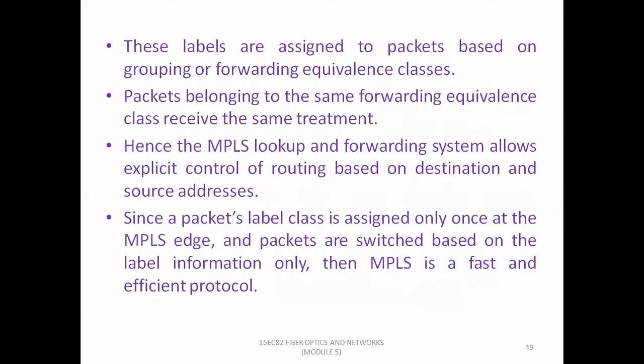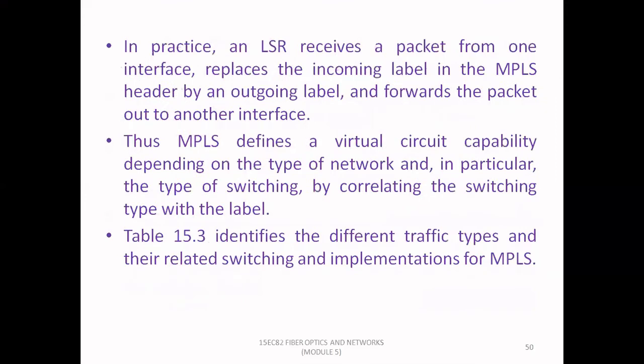These labels are assigned to packets based on grouping or forwarding equivalence classes. Packets belonging to the same forwarding equivalence class receive the same treatment. Hence, the MPLS lookup and forwarding system allows explicit control of routing based on destination and source addresses. Since a packet's label class is assigned only once at the MPLS edge and packets are switched based on the label information only, MPLS is a fast and efficient protocol. In practice, an LSR receives a packet from one interface, replaces the incoming label in the MPLS header by an outgoing label, and forwards the packet out to another interface.